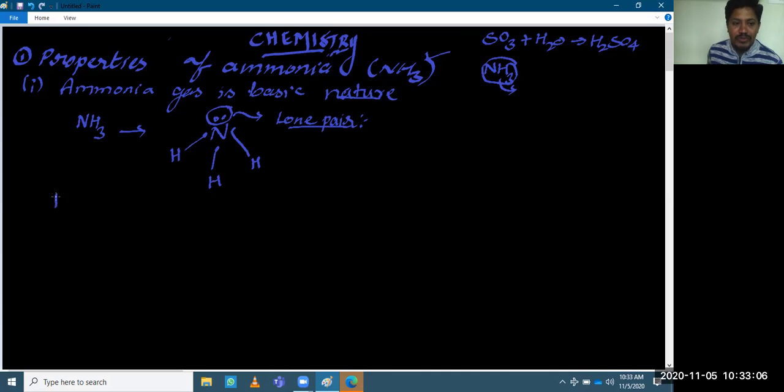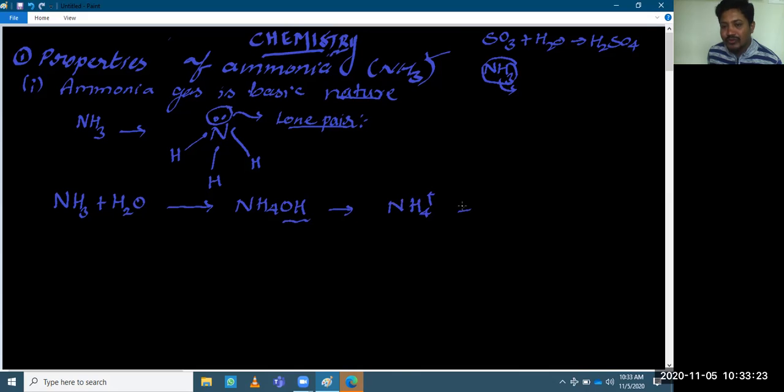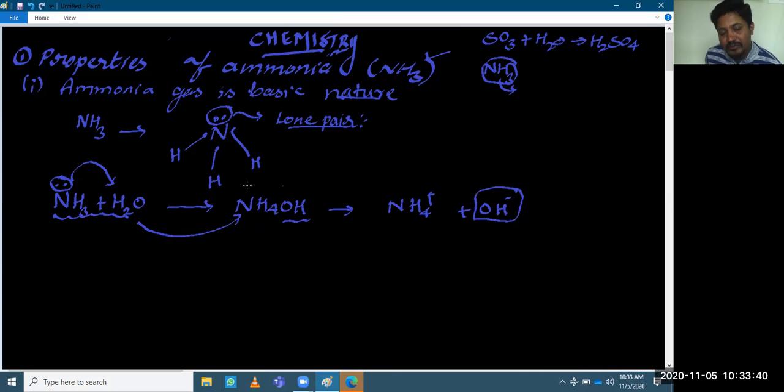How does it behave as an alkali? When ammonia gas dissolves in water, H2O, it produces NH4OH as a base, which gives a hydroxyl ion. Whatever substance, when dissolved in water, gives a hydroxyl ion, we can call a base. Ammonia is a gaseous substance, and when it dissolves in water it produces ammonium hydroxide, which contains a hydroxide ion.